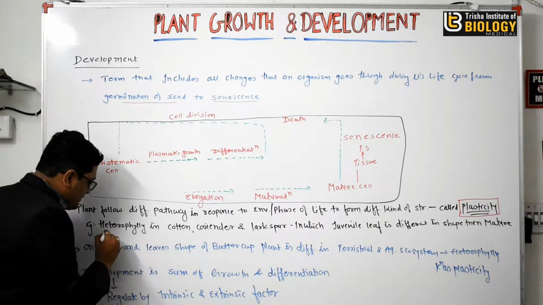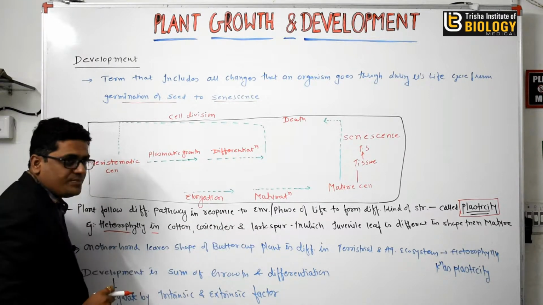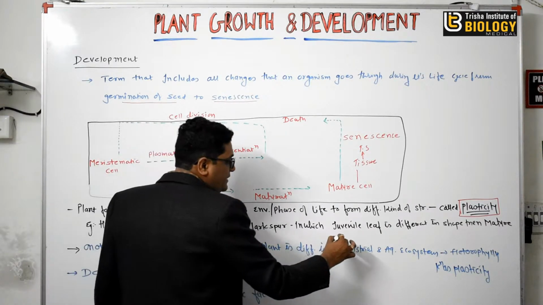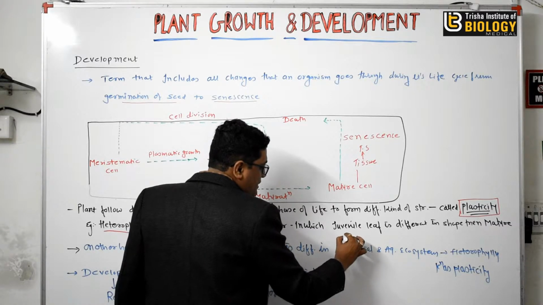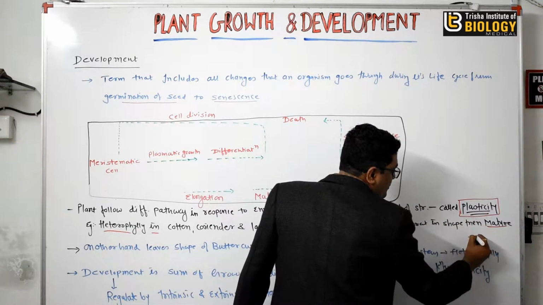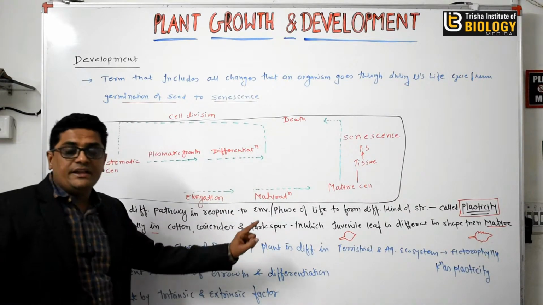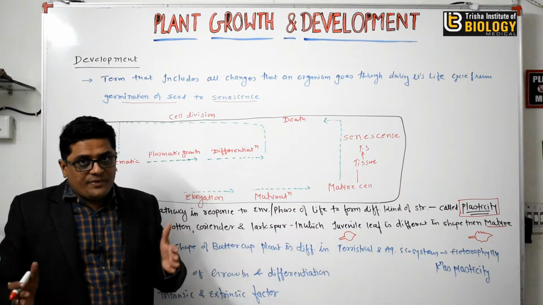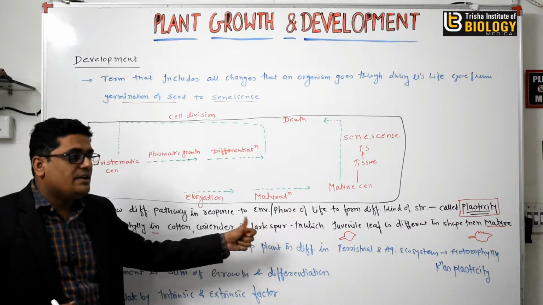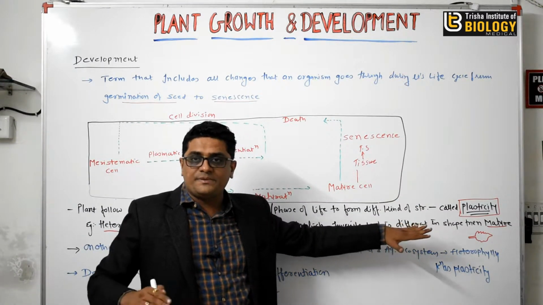For example, the heterophylly condition is found in cotton, coriander and larkspur. In these three plants, the juvenile leaf, meaning the leaf present at the time of birth, has a certain shape, suppose like this. In the mature leaf, the shape of the leaf is something different, like this. That is called the heterophylly condition. It means that at different stages of the lifespan, the structure of the leaf is different. That is called heterophylly, and that process is called plasticity. This example is related to lifespan.